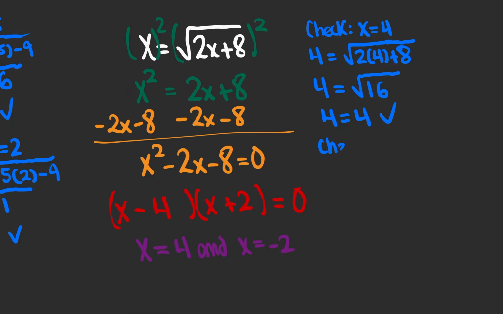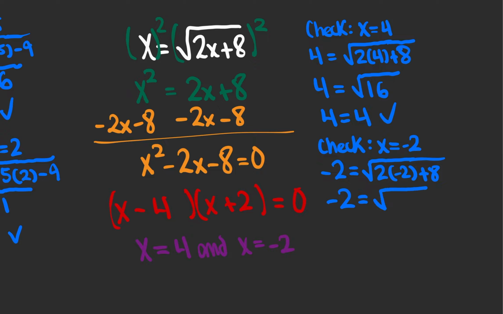For the next check, we are doing this for x equals negative 2. So we substitute this into the original. We have negative 2 is equal to the square root of 2 times negative 2 plus 8. On the left side, we have negative 2.